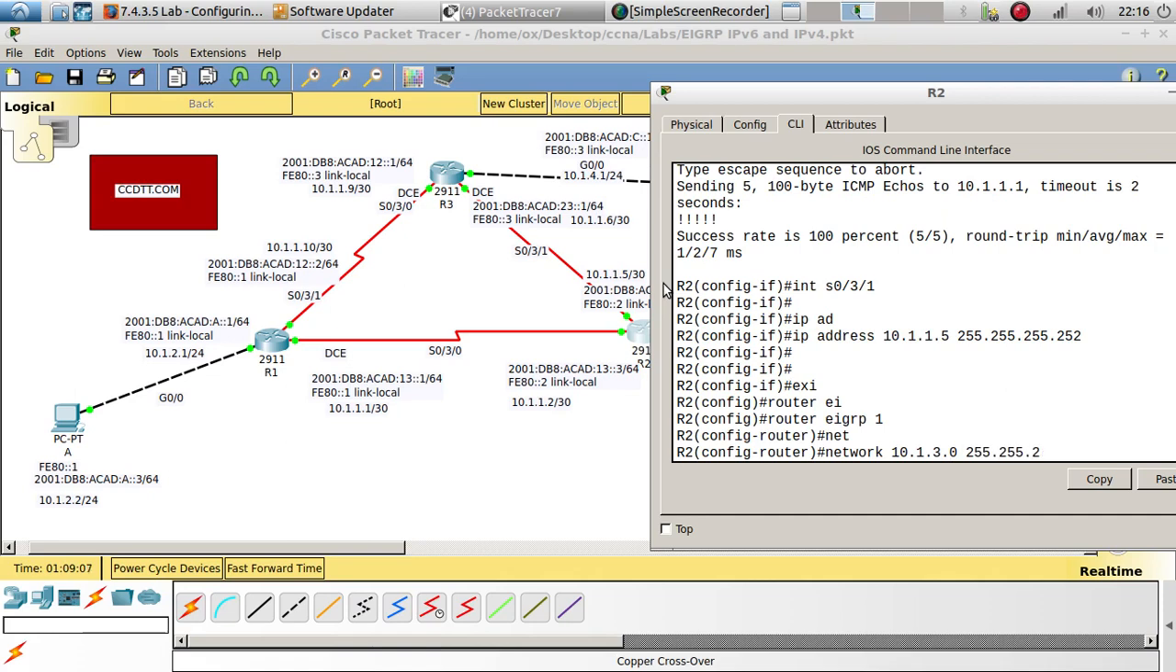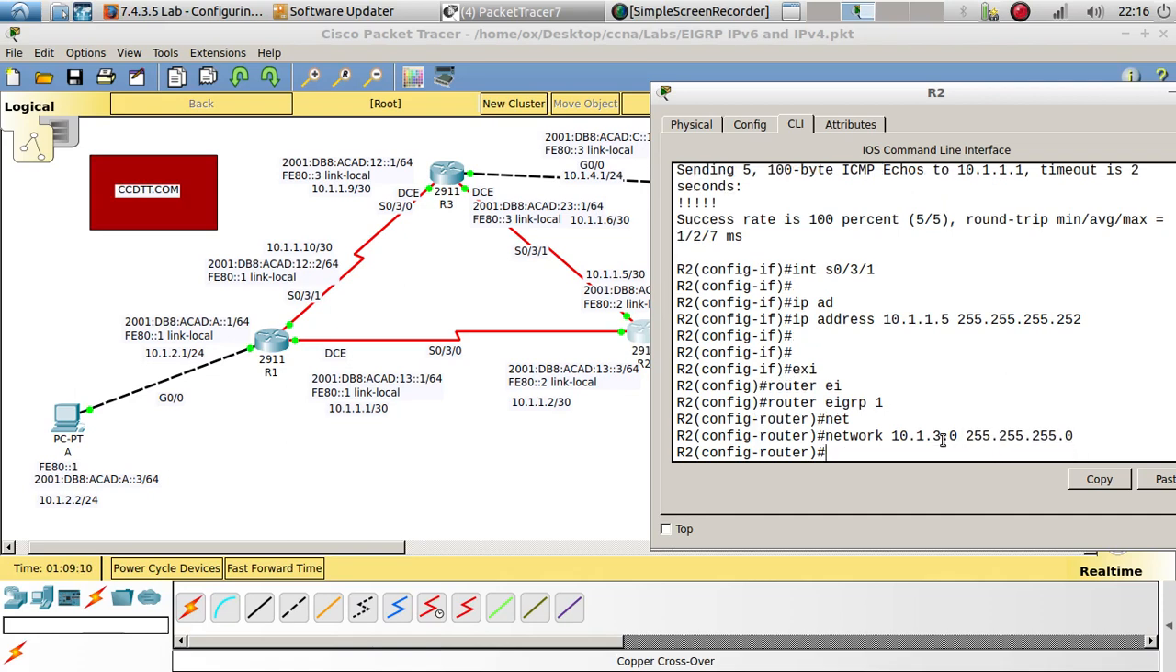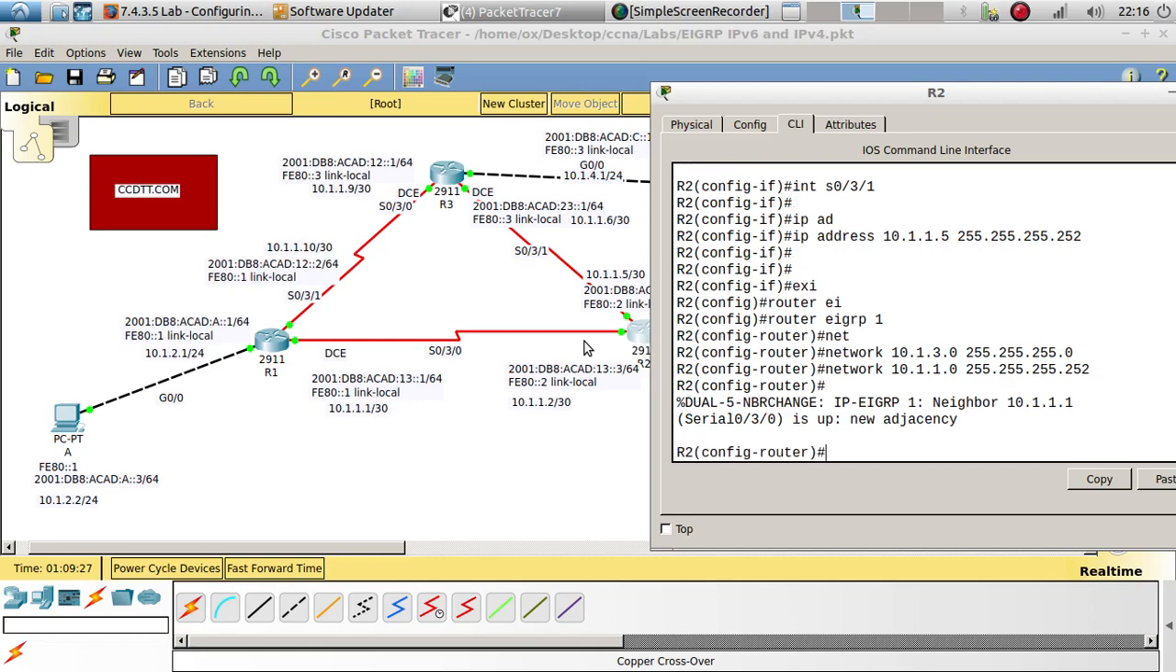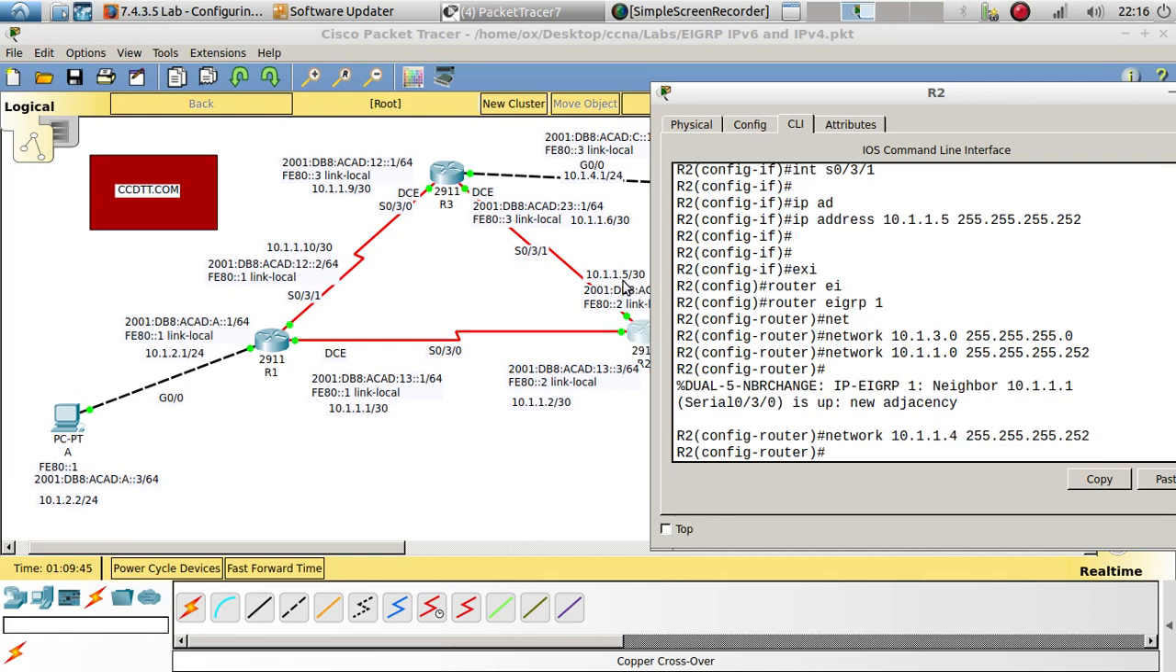10.1.3.0, which is the network that goes to the computer. And let's do this one, or not that one, it's this one over here that goes to this router. Okay, and then after that we were able to have a network relationship. And then the last one for this router is 10.1.4.0. Alright, so this is good.